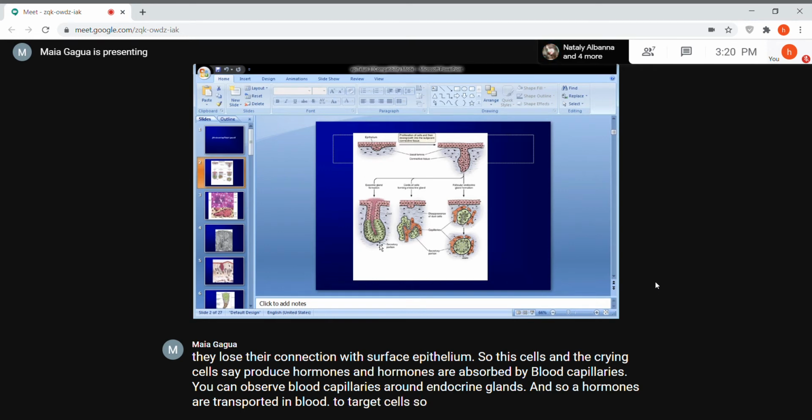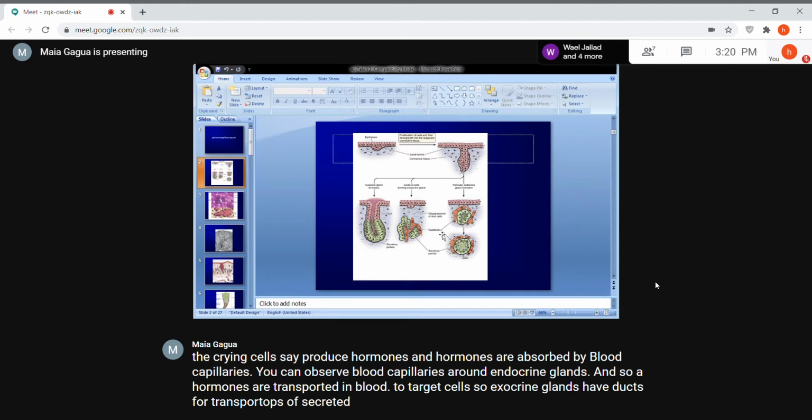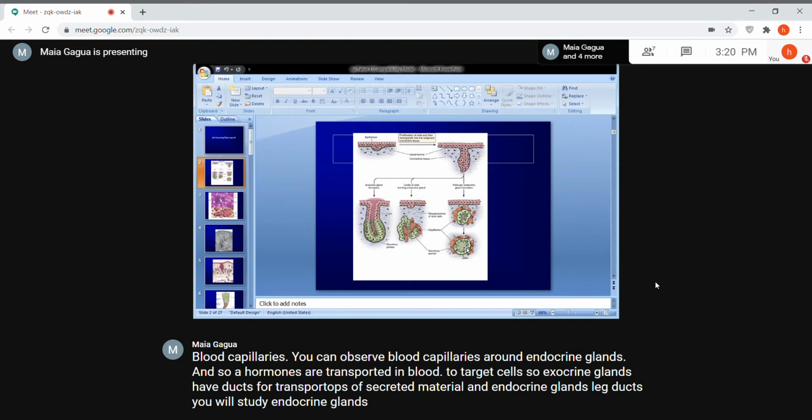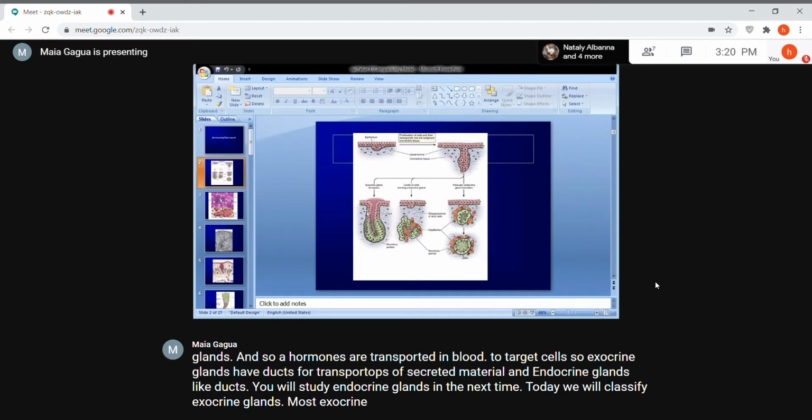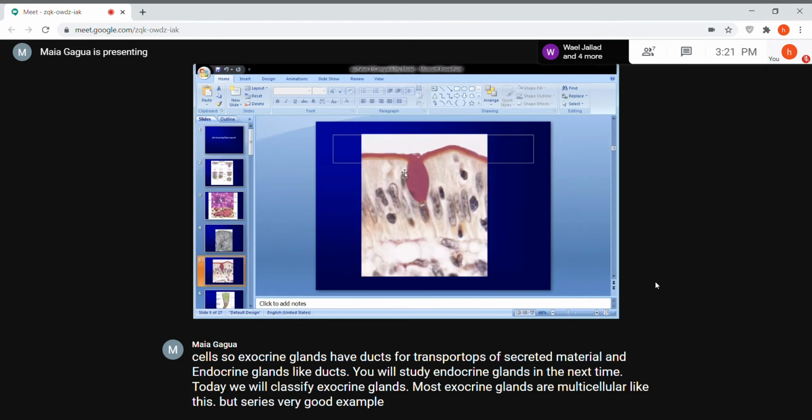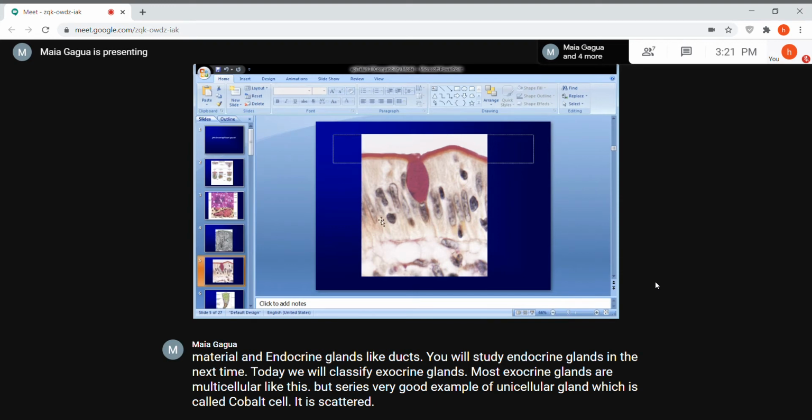So exocrine glands have ducts for transport of secreted material, and endocrine glands lack ducts. You will study endocrine glands in the next term. Today we will classify exocrine glands. Most exocrine glands are multicellular like this, but there is a very good example of a unicellular gland which is called goblet cell. It is scattered in covering epithelia.